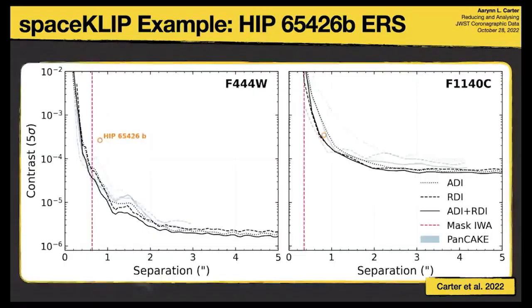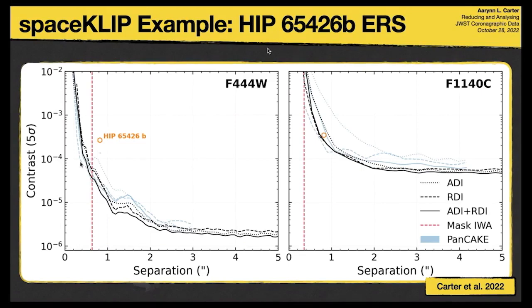We can also use spaceKLIP to create contrast curves. So this is an estimate, instead of looking at an image, you can say, okay, as a function of separation from the star in that image, how sensitive am I to a companion of a certain contrast or of a certain flux level for the different modes here. And you can see where HIP 65426 is falling in those images.